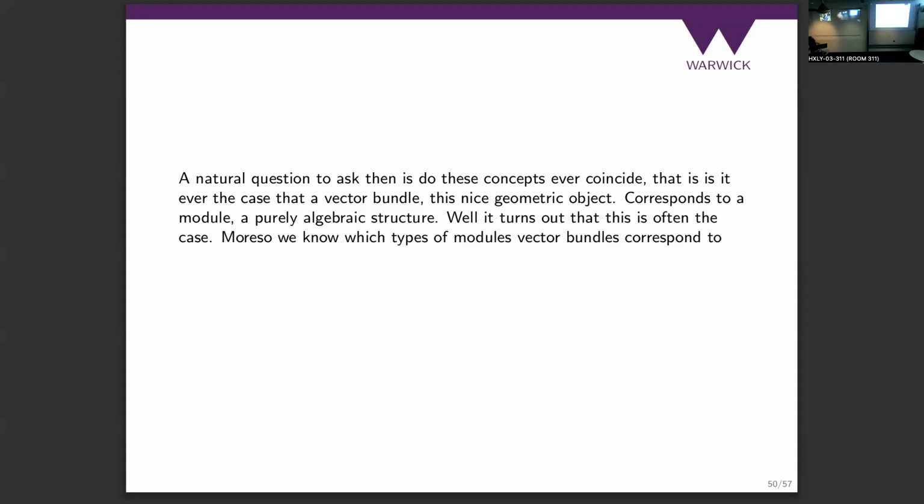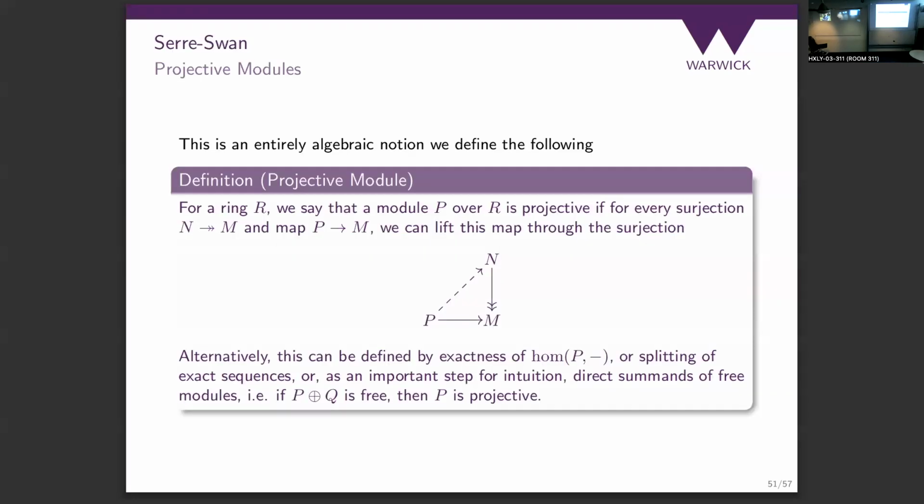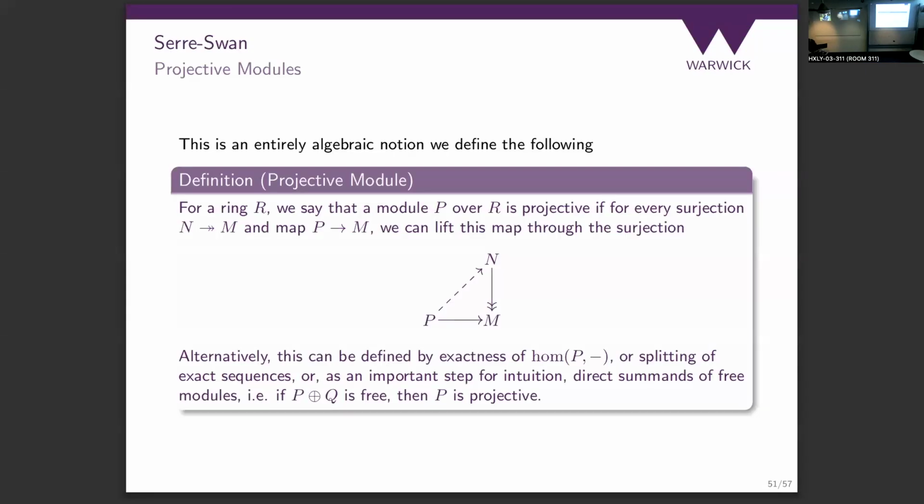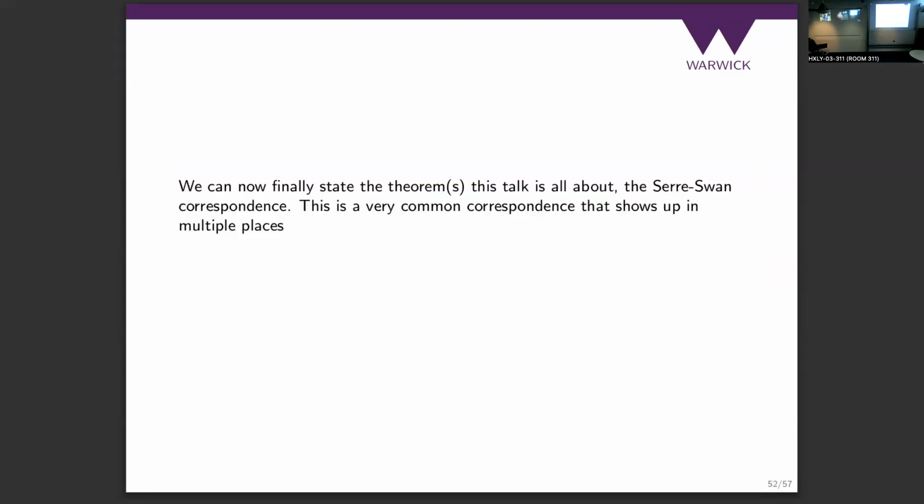So we want to see which type of modules vector bundles correspond to. This is a purely algebraic thing. We say we've got a projective module if every map lifts through projections, essentially. There's a bunch of different setups. One that is quite useful is that it's a direct summand of a free module. This kind of corresponds to local freeness, I suppose. The reason it corresponds to local freeness is because over local rings, projective and free are the same thing. We can now finally do the statement that this whole thing's about.